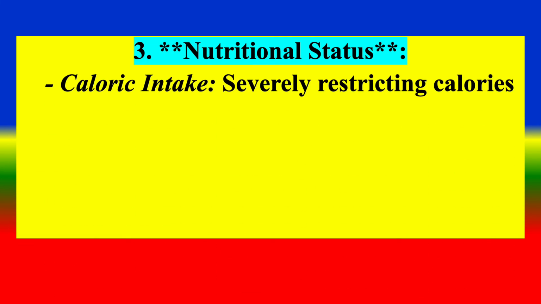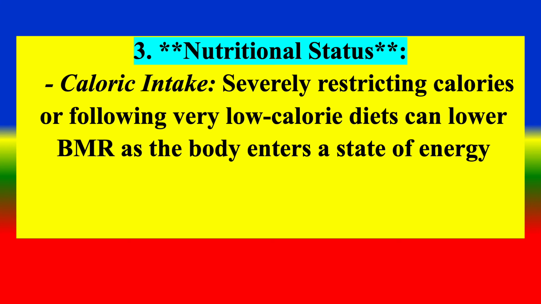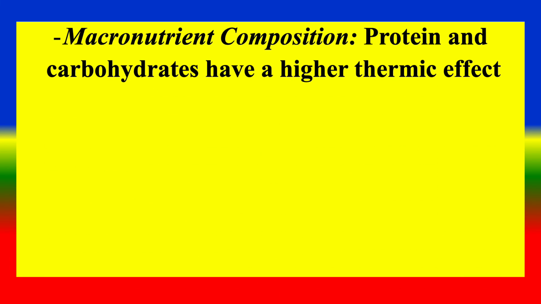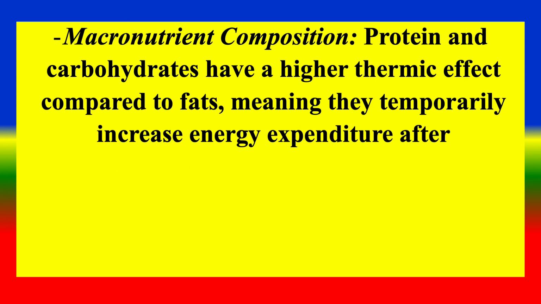Three, nutritional status: caloric intake. Severely restricting calories, or following a very low calorie diet, can lower BMR as the body enters a state of energy conservation. Macronutrient composition: protein and carbohydrates have a higher thermic effect compared to fats, meaning they temporarily increase energy expenditure after consumption.